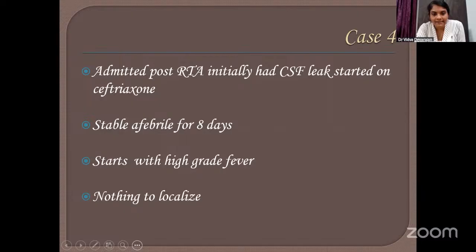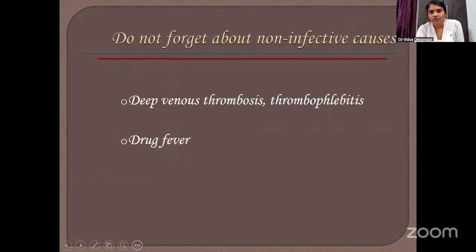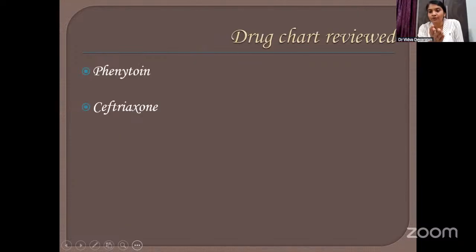Nothing to localize clinically. Elevated WBCs, eosinophils, elevated ESR. On his LFT, there is some marginal transaminitis. He has a faint rash. So again, look for non-infectious causes. Drug fever. Many a times, I'm sure you would pick up beta-lactam fever in your patients. So the drug chart was reviewed, especially in your neuro patients. I know phenytoin is not used as much, but phenytoin, or ceftriaxone, a beta-lactam for a long time in this patient could be a cause for fever.